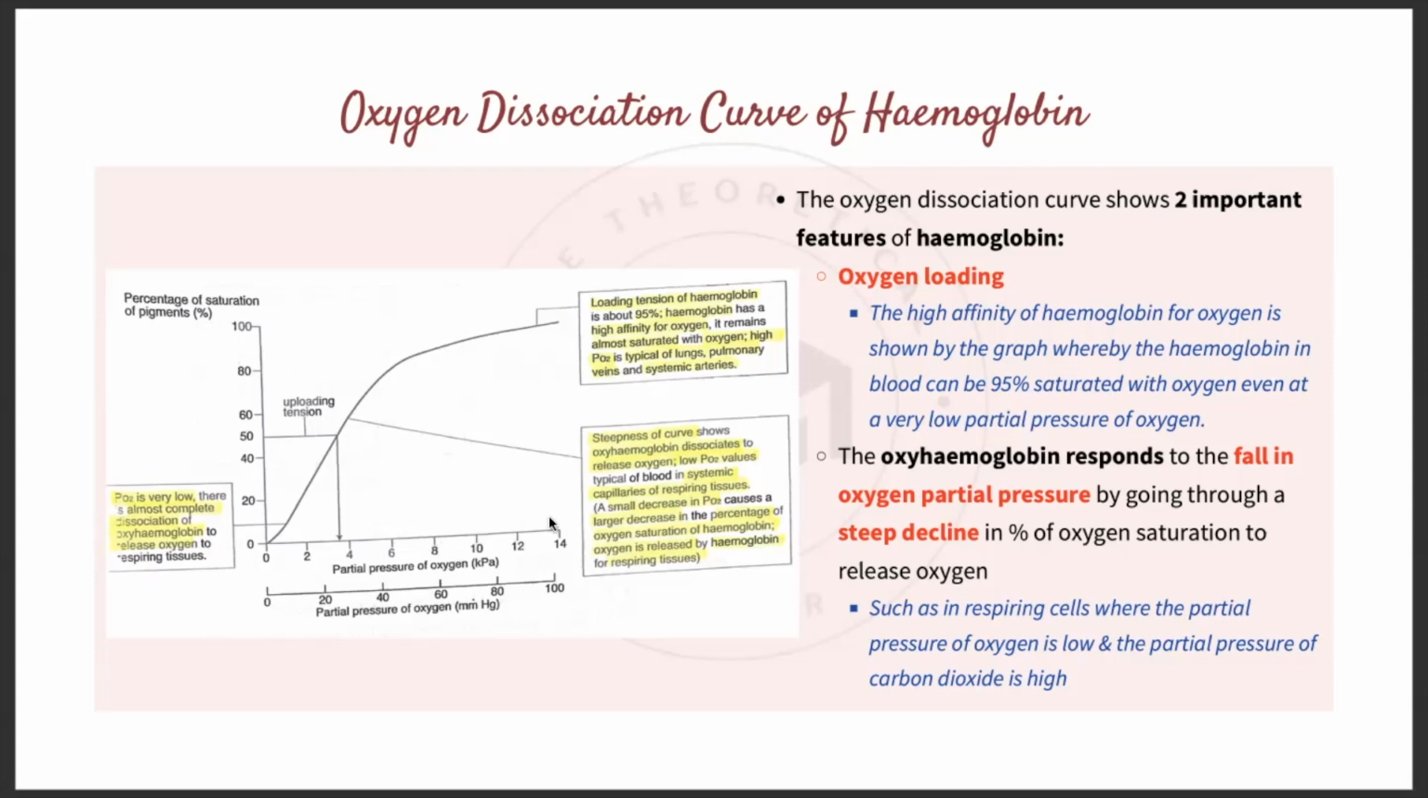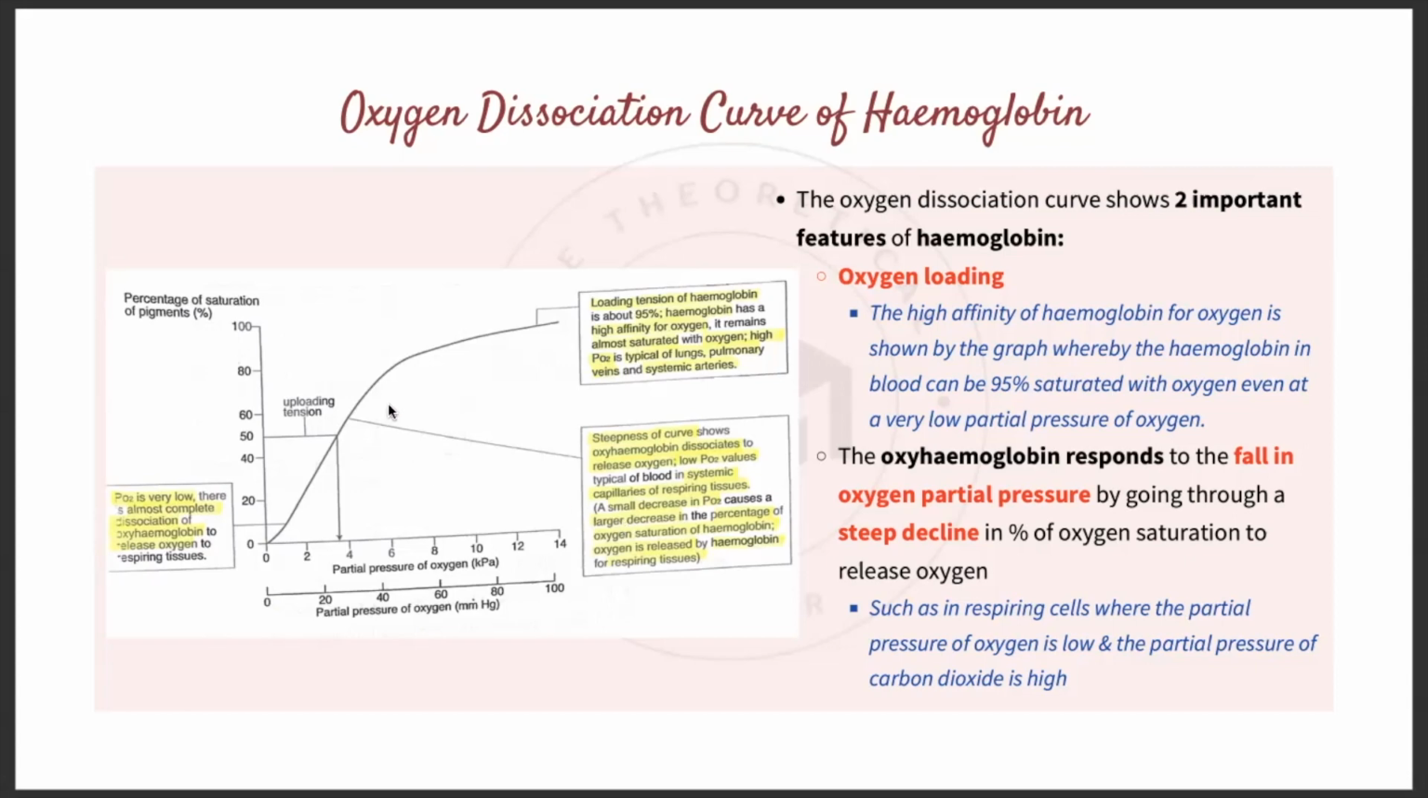So you don't actually need to have 14 kilopascals of partial pressure of oxygen. It can be saturated to almost 100% even at lower levels. So that's the oxygen loading part. Next is the oxyhemoglobin responds to the fall in oxygen partial pressure by going through a steep decline. If you can see here, this is very steep, okay, in percentage of oxygen saturation to release oxygen.